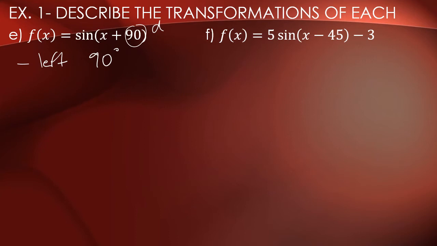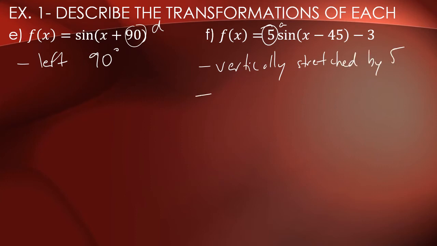Then F. F, we've got 3 different things going on there. Working left to right, the first thing you see is the A. That is bigger than 1, vertically stretched. The next thing we encounter is the minus 45. That means it shifted right 45 degrees. And then the C value, minus 3. That means shifted down 3.